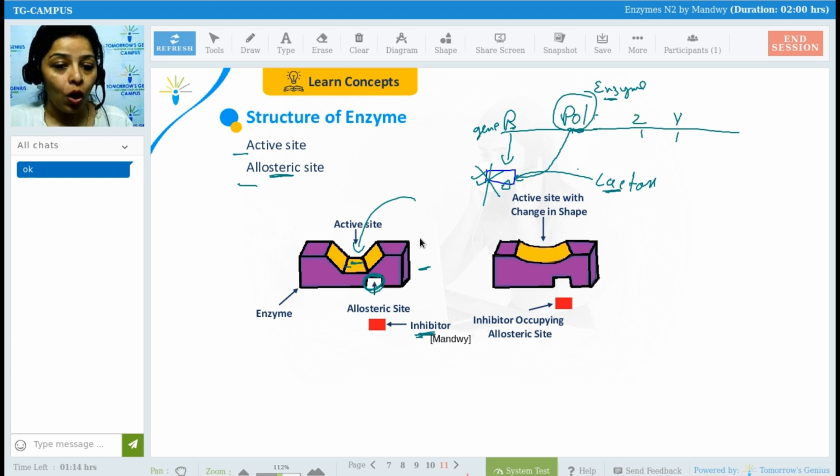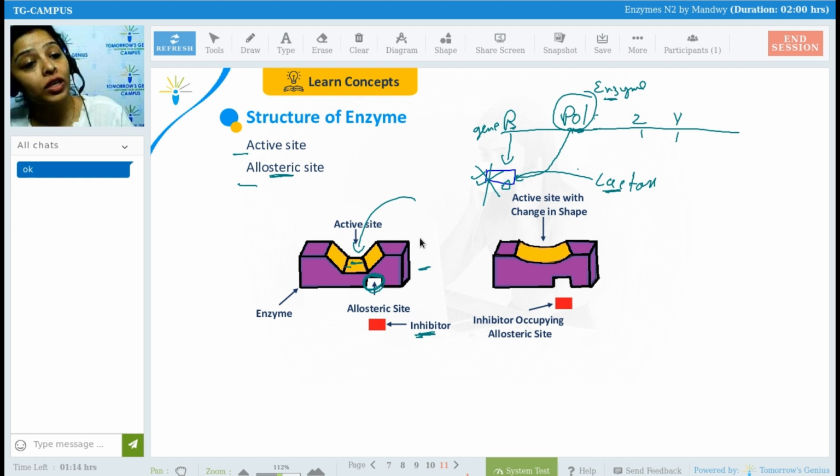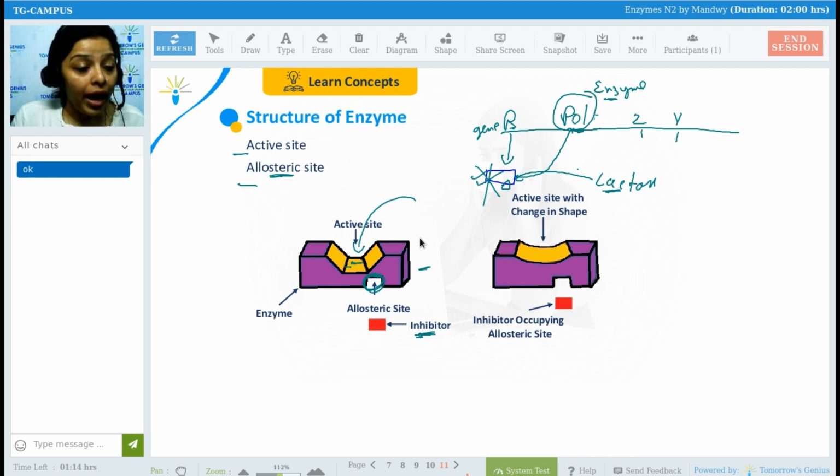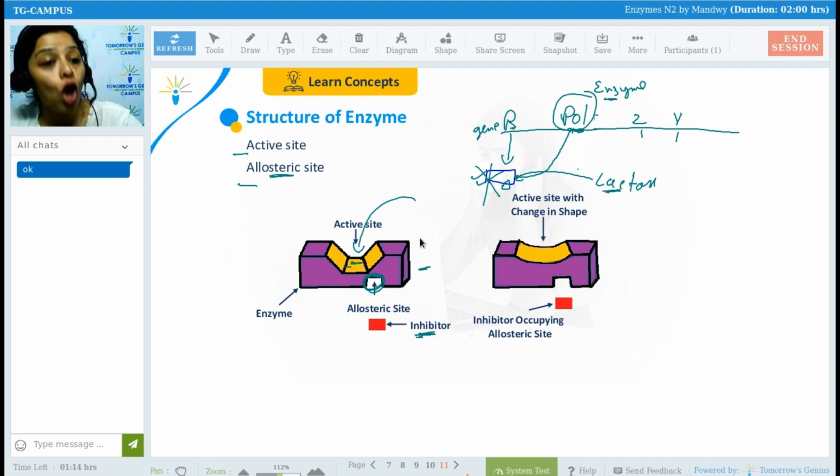So the allosteric site is an additional site in the enzyme to which any substance other than the substrate can bind and affect the enzymatic activity. Either it will stop the reaction or it will enhance the reaction, but definitely it does not enhance the reaction because the allosteric site is not for the substrate. Are you getting me? Only to the active site will the substrate come and bind.